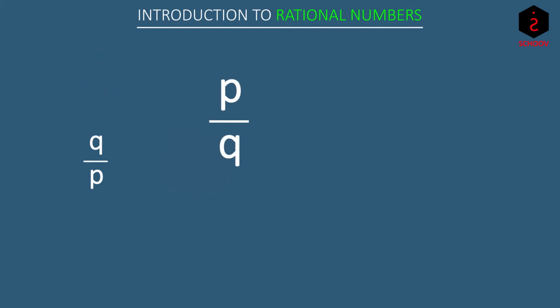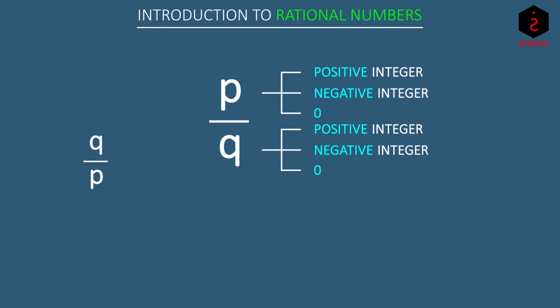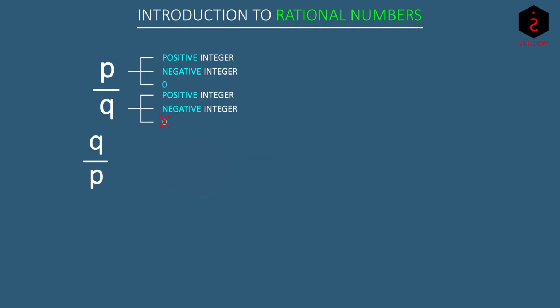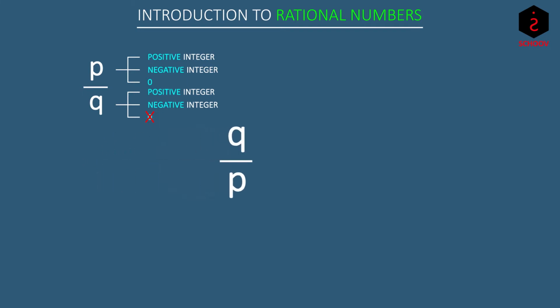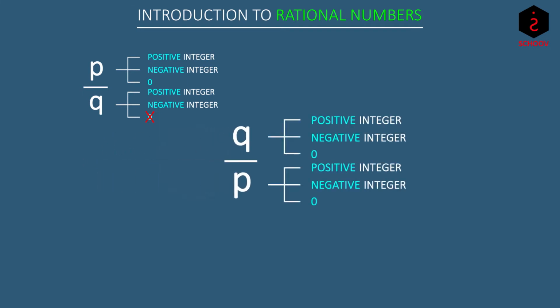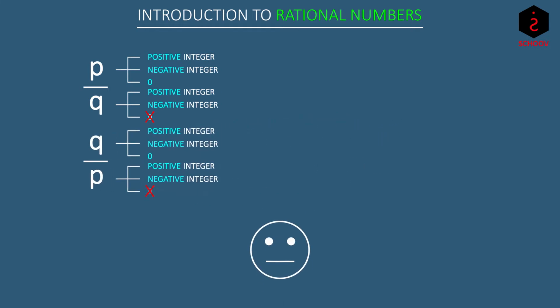P by Q is a rational number only when P can be a positive or a negative integer, or 0. And same for Q. But Q cannot be 0. Now the question is whether Q by P is a rational number. Obviously for Q by P to be rational, P cannot be 0. But we don't know whether P is 0 or not. It is not given in the question. So, Q by P can be rational, or cannot be rational. We can't say for sure. So the answer is can't say.